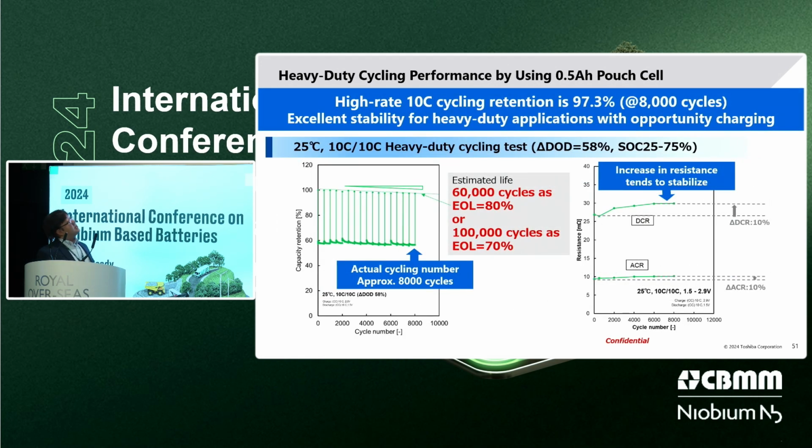And the cell was subjected to 10C heavy-duty cycling test. And this is comparable to the DOD 60%, and the SOC range from 25 to 75%. And the estimated life is more than 60,000 cycles as EOL 80%, or 100,000 cycles as EOL 70%. And we also checked the impedance rising, as shown here. And we confirmed that the increase in resistance tended to stabilize after a few thousand cycles. This is a very important thing for the high power applications.